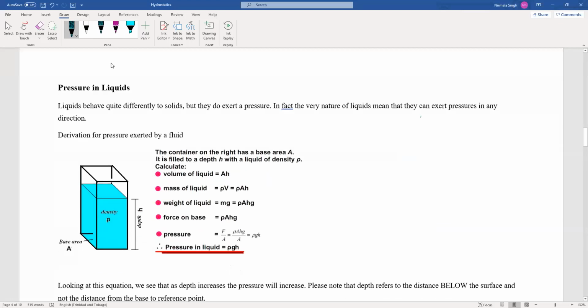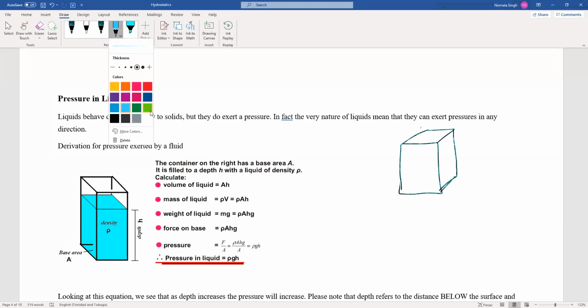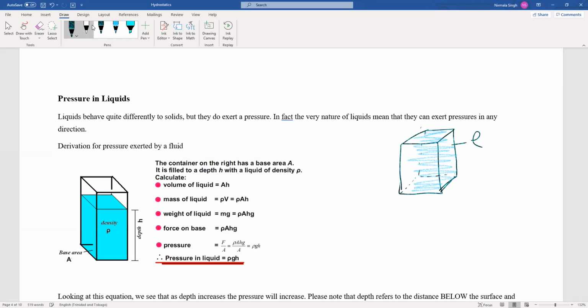All right, so you have to know how to derive the formula for pressure in a liquid. So let's just go through. There are several steps to follow. Let's consider, I have the diagram there, but I like to redraw stuff. I have a cuboid that is completely filled with a liquid, as in, full up. And this liquid has a density of rho.